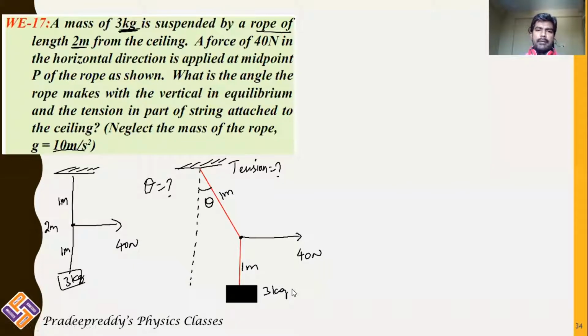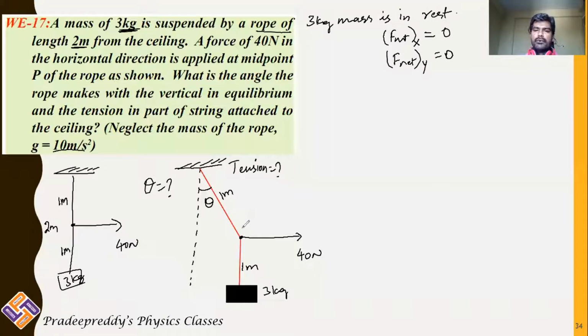Now you can use Lami's theorem here, or you can use the necessary condition for balancing of the vectors. As we know, overall the system is in equilibrium, is it not? The 3 kg mass is at rest. It means net forces along the x-axis should be equal to 0, and net forces along the y-axis should be equal to 0. Because the 3 kg mass is as a whole in rest position, balanced forces are acting on the object.